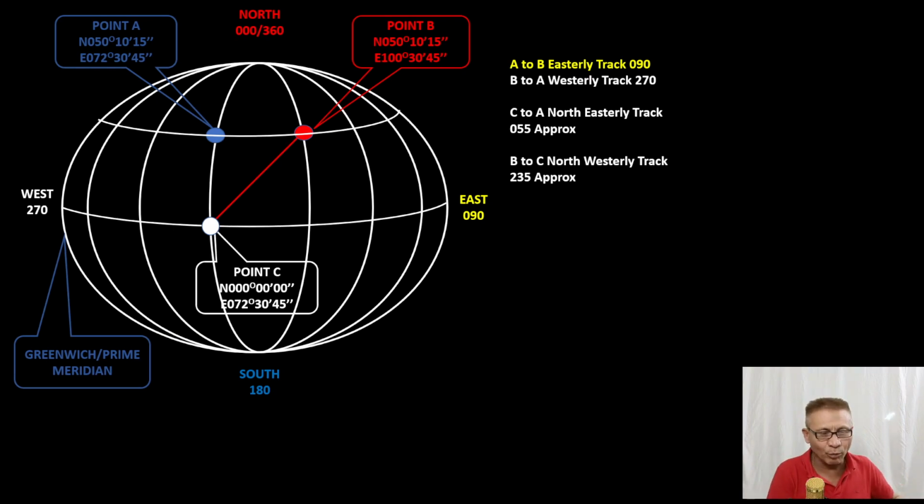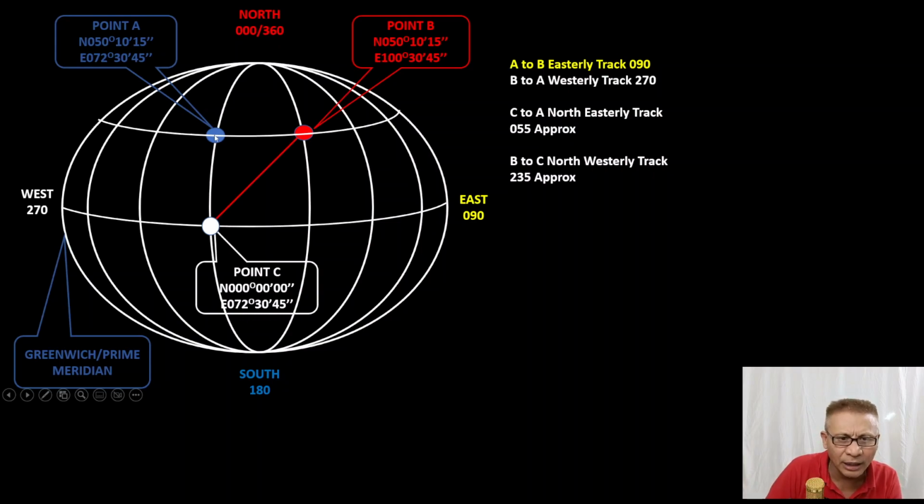Now, further, we will move on to the lines which are drawn onto the surface of the earth and the direction. We will talk now about the direction. If I assume that this is point alpha, which is at north 050 degrees 10 minutes and 15 seconds, and east 072 degrees 30 minutes and 45 seconds. And if we assume this as the Greenwich meridian, so 10, 20, 30, 40, let's assume that this is 72 degrees. So this particular meridian is the 72 degrees 30 minutes and 45 seconds meridian.